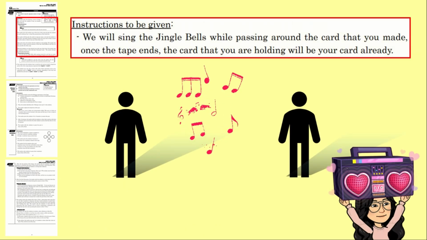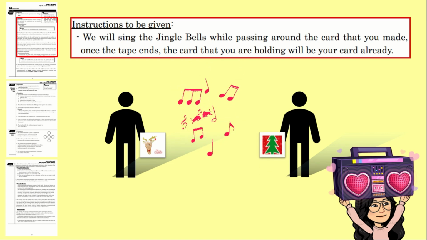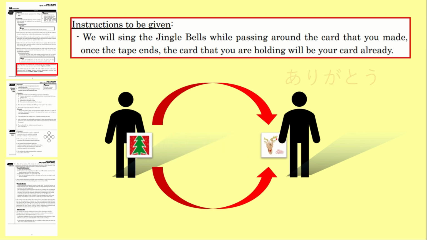For the instruction of the activity, you're going to play the song Jingle Bells while the students are singing along, and they are going to pass around the card, the one that they did for session 5. And once the music stops, they are going to exchange the cards, right? Because they are passing the cards around. So here they can practice the following expressions.